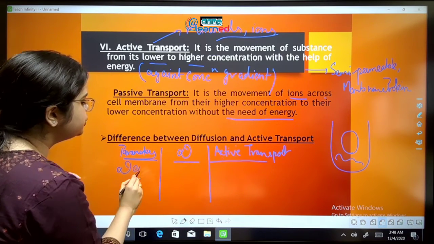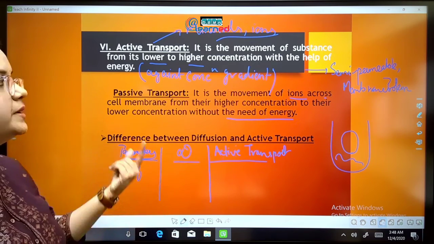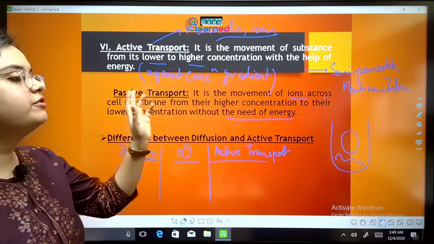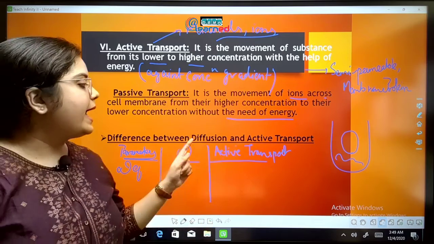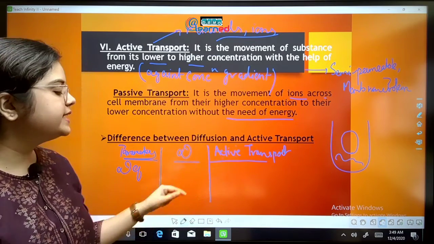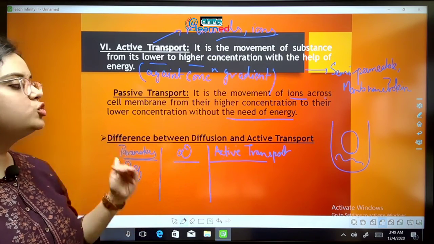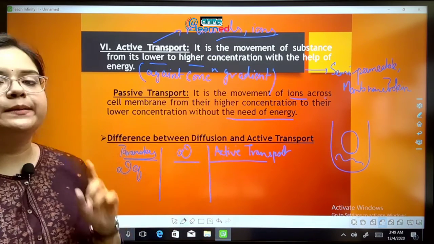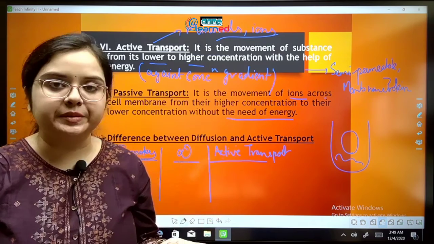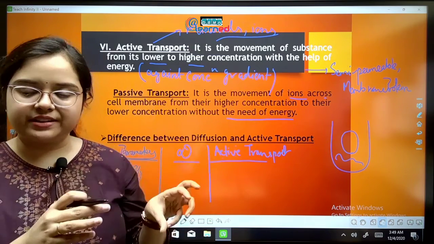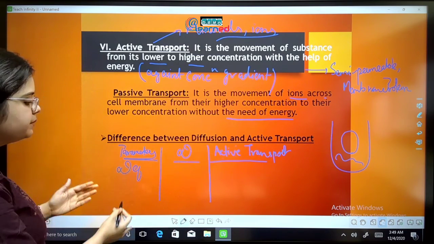In definition we will say that diffusion is the movement of substances from a region of high to low concentration, and in case of active transport, it is the movement of substances from low to high concentration with the help of energy across a semi-permeable membrane. You can add that in the definition part, or you can make up other parameters also.